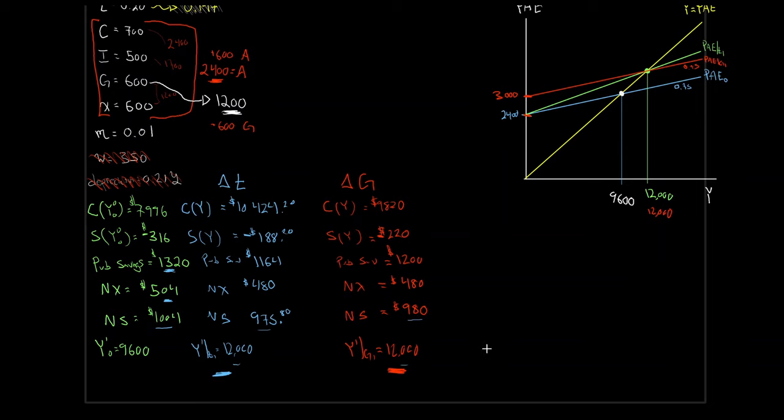Now, those of you who are really keen working through this might go through that whole bit where you're like, okay, national savings minus investment equals net exports. Net exports is 480 in both cases. Investment, that's 500 in both cases. Why do we have 980 versus 975.80? One of these doesn't actually equal, right? This blue case, this change in taxes, does not actually equal. It looks like we have a big problem there. Oops, we've done a math error somewhere.